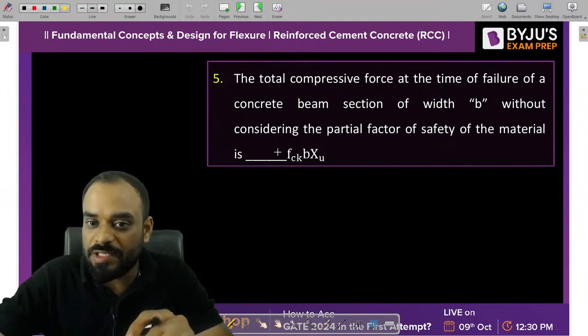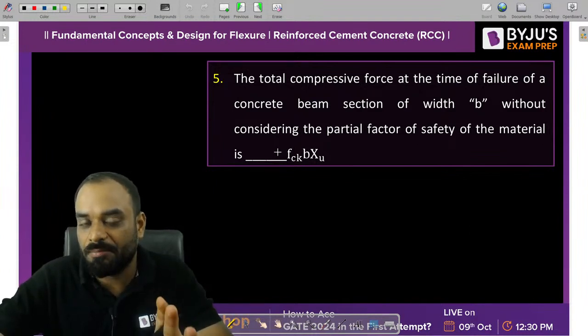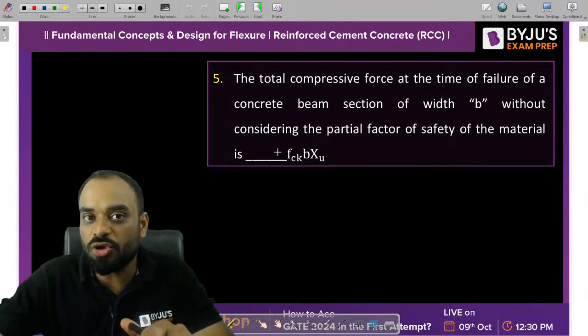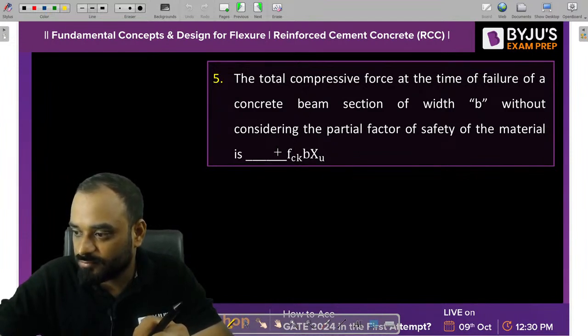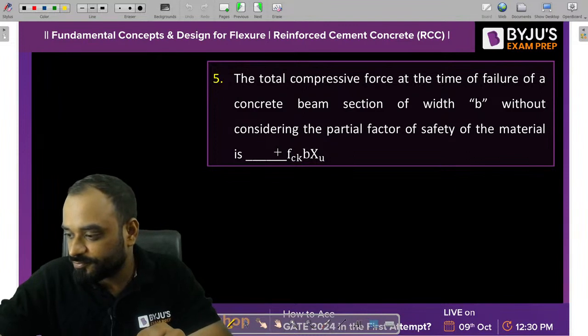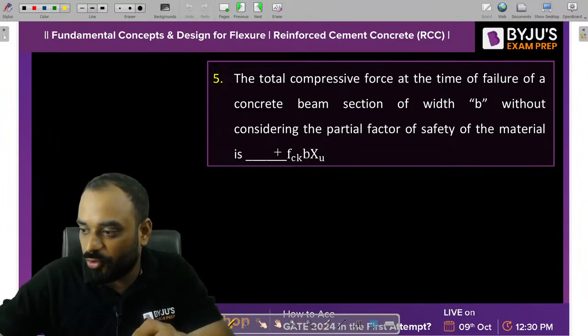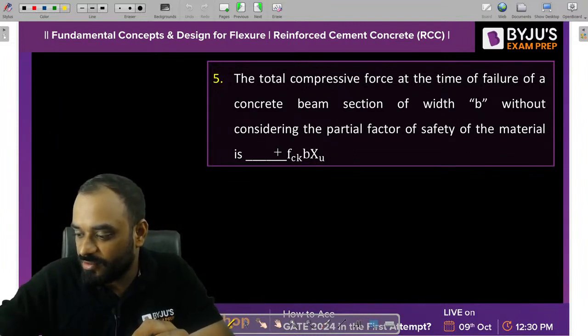We don't have to consider the partial factor of safety, but still we have to find what should be the value of total compressive force. 0.54. Very nice, Santu. What other student says?